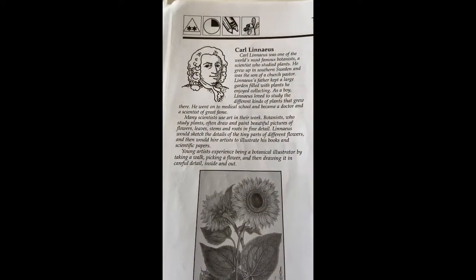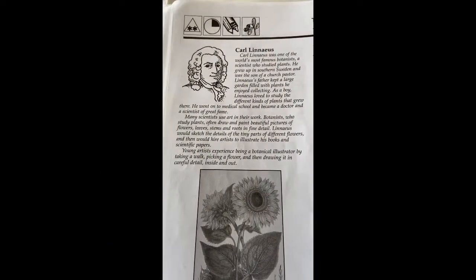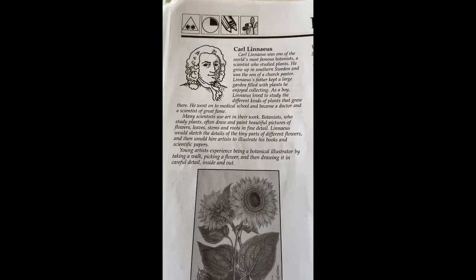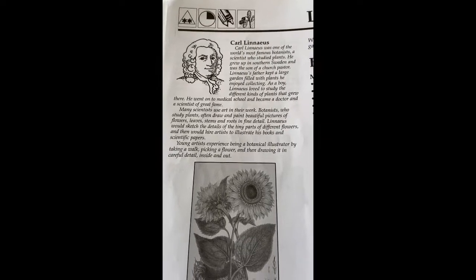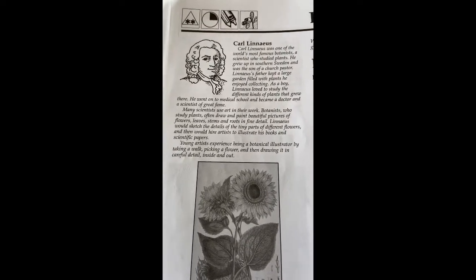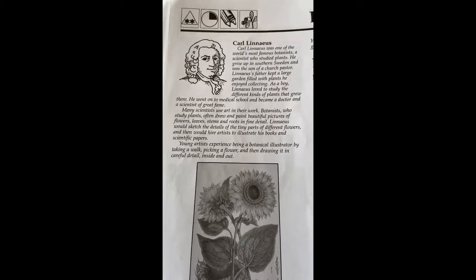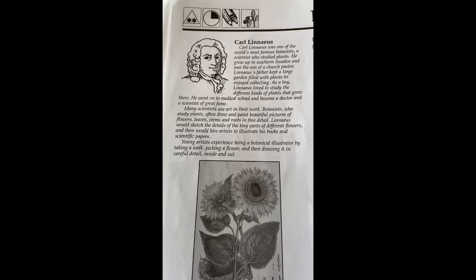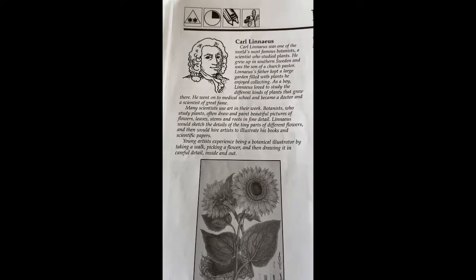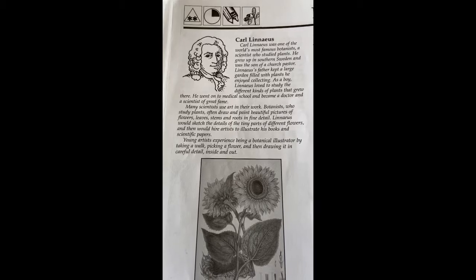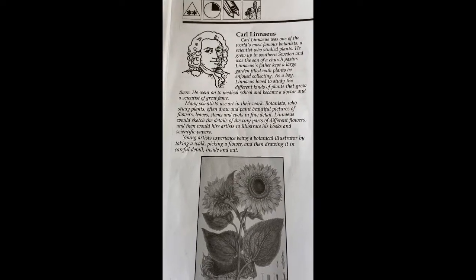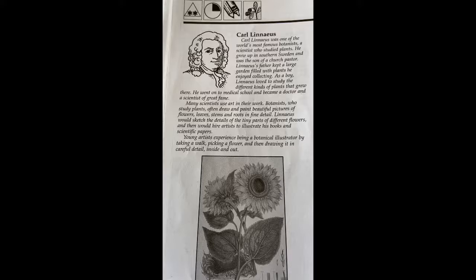Our artist today is Carl Linnaeus. Carl was one of the world's most famous botanists, a scientist who studies plants. He grew up in southern Sweden and was the son of a church pastor. Linnaeus' father kept a large garden filled with plants he enjoyed collecting. As a boy, Linnaeus loved to study the different kinds of plants that grew there. He went on to medical school and became a doctor and a scientist of great fame.